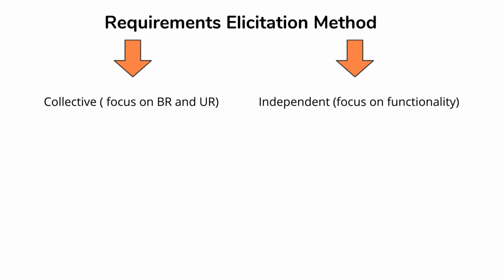Requirement elicitation methods are divided into collective, where stakeholders are involved, and independent, where you work on your own to elicit information. Collective methods focus on identifying user and business requirements. Independent methods supplement the requirements provided by users and identify functionality that end users may not be aware of. Most products use a combination of the collective and independent requirement elicitation methods.